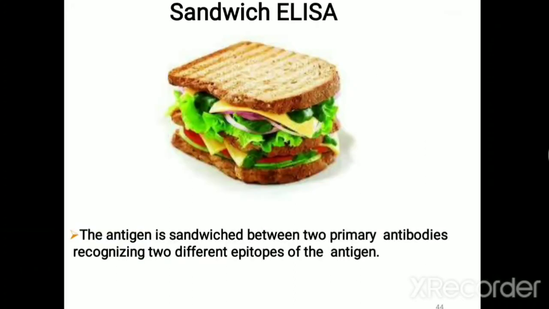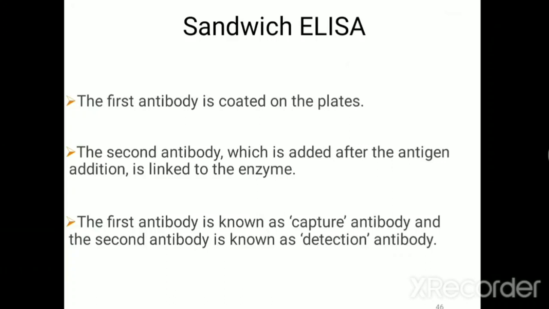So here the antigen is sandwiched between two antibodies. That's why it is known as sandwich ELISA. The first antibody is coated on the inner surface of the ELISA plate, and the second antibody is added after the addition of antigen, and this second antibody is known as labeled antibody because this antibody is labeled with some enzyme. And the first antibody is known as capture antibody, and the second antibody is known as detection antibody.